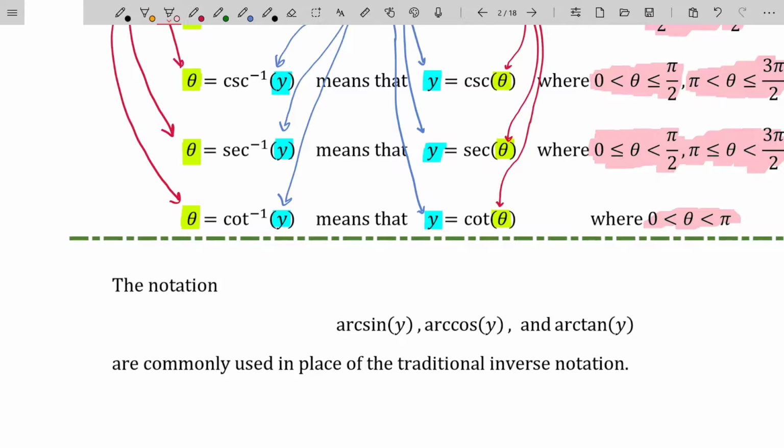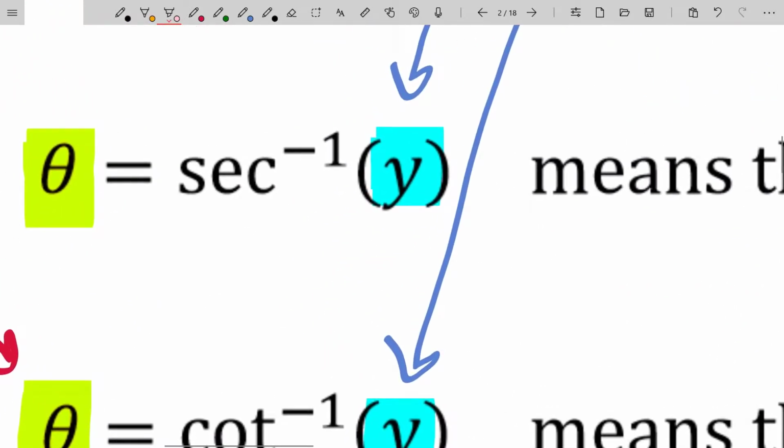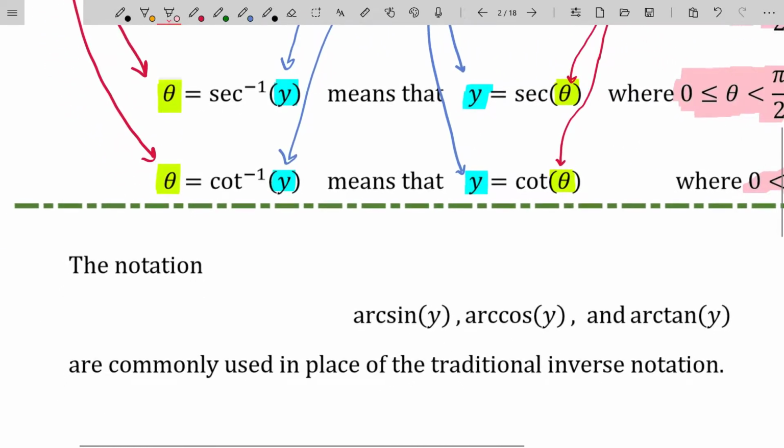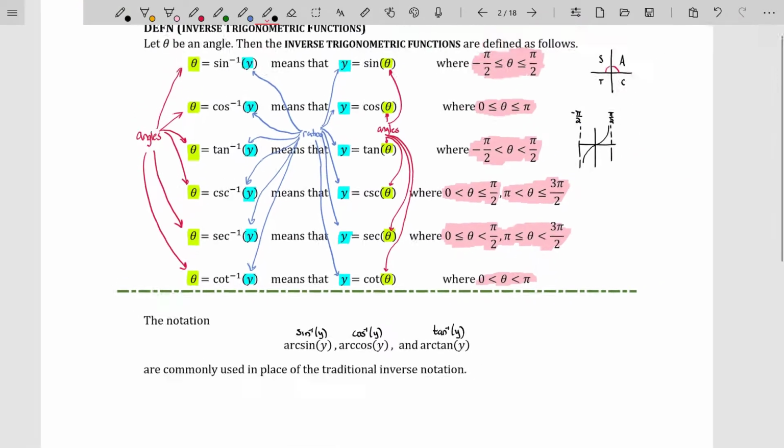I made this little note down here because I use the inverse notation quite frequently with that -1 that looks like an exponent. It's terrible notation, honestly. But there is a standardized notation for the inverse trig functions. Arc sine of y, arc cos of y, and arc tan of y all mean the same as sine inverse of y, cos inverse of y, and tan inverse. So if I happen to have an example that uses the arc notation, you should now know it just means the inverse notation. It just means the same thing.